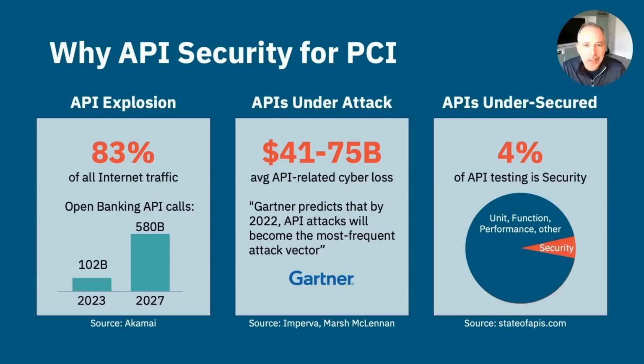But APIs are also under heavy attack. The stats are really quite staggering. $40 to $75 billion a year in cyber loss related to APIs. For years, Gartner, the analyst firm, has been predicting that by 2022, APIs would become the most frequent attack vector. I think that has been borne out and continues to be true.